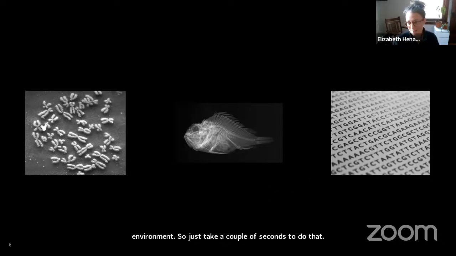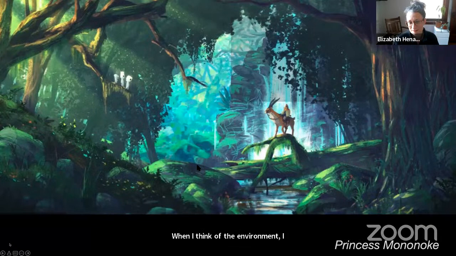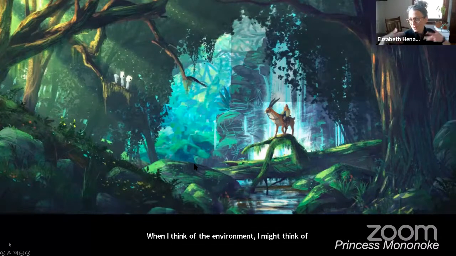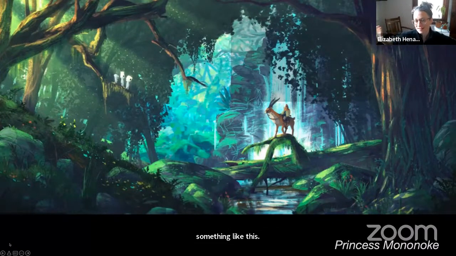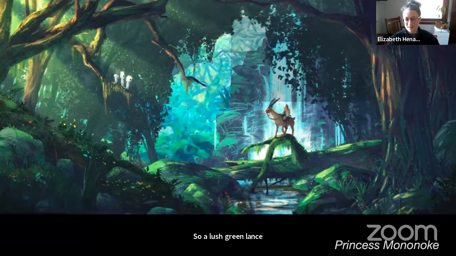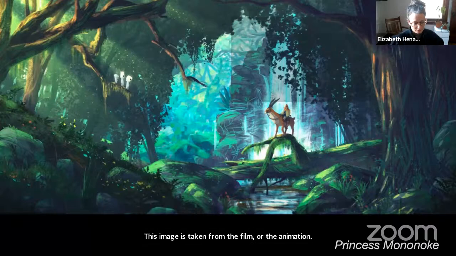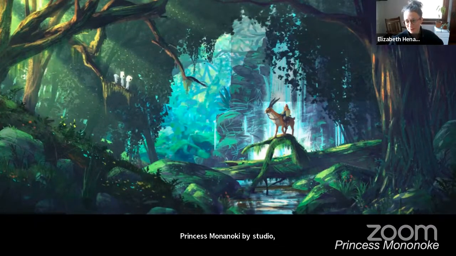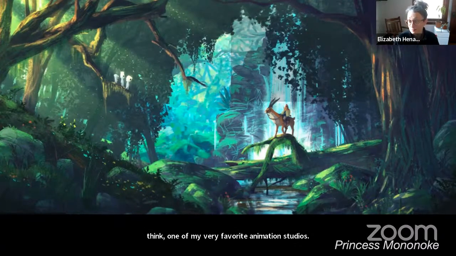When I think of the environment, I might think of something like this. So a lush green landscape, plants and animals. This image is taken from the animation Princess Mononoke by Studio Ghibli, which is one of my very favorite animation studios. But when we think of the environment, oftentimes we think of these lush green landscapes, maybe even landscapes that are far away from us, that do not resemble the landscapes that we inhabit.